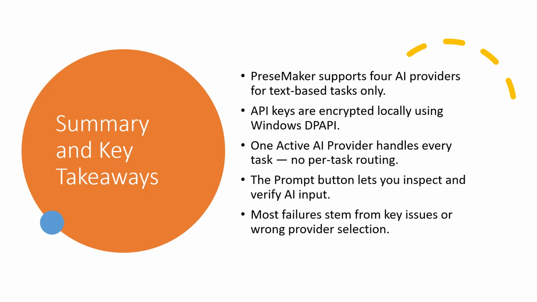The prompt button is your most valuable tool when something does not work as expected. It lets you inspect exactly what input is being sent to the AI, which helps you quickly identify whether the issue is with your content, your configuration, or something on the provider's end. When failures do occur, the troubleshooting path is straightforward. Start by confirming your active provider is correctly selected, then verify the associated API key is valid and active. If everything on the PreseMaker side looks correct, check the provider's own platform for outages or account issues.